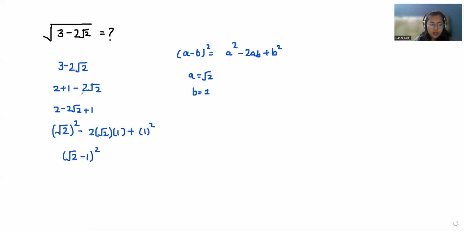Now I'm taking this outside square root as well. So with the help of this, the square root eliminates. So the final answer is root 2 minus 1.